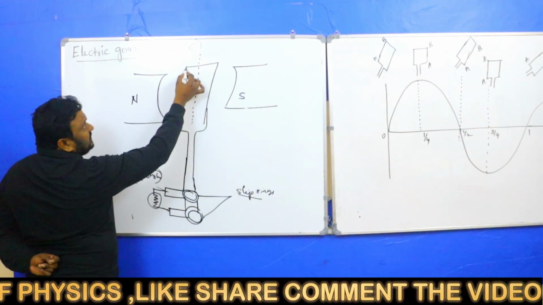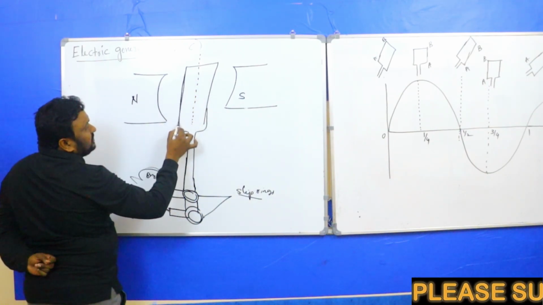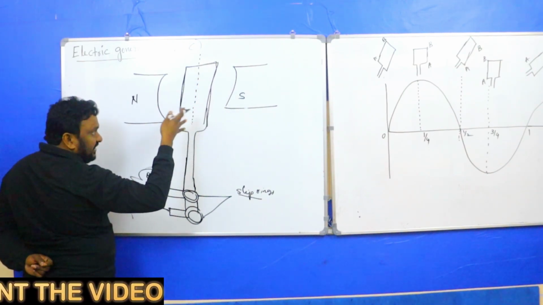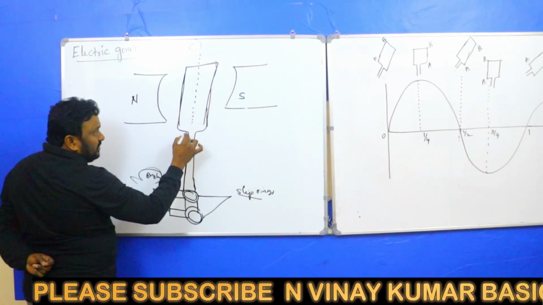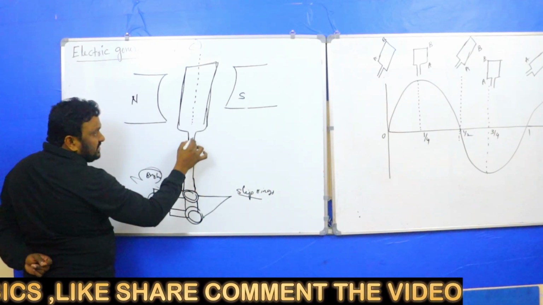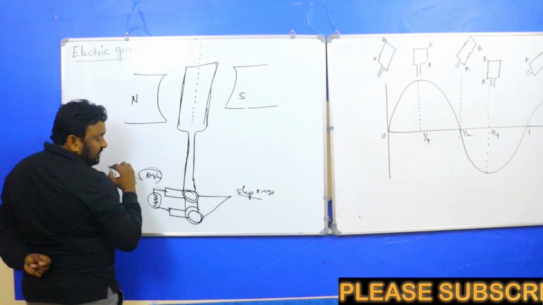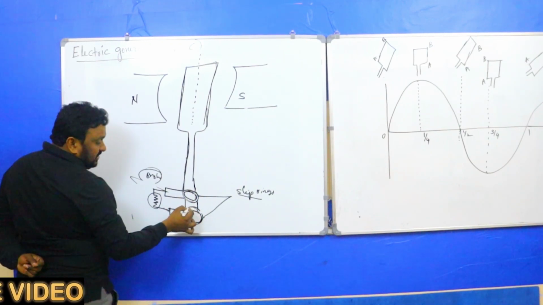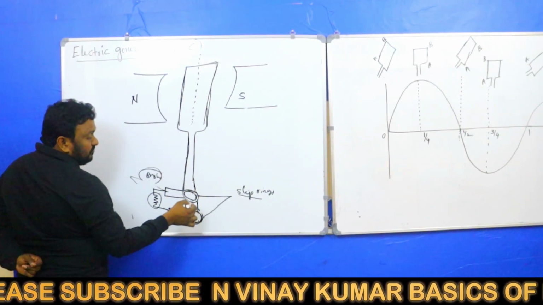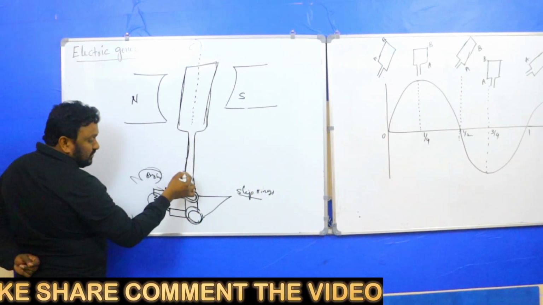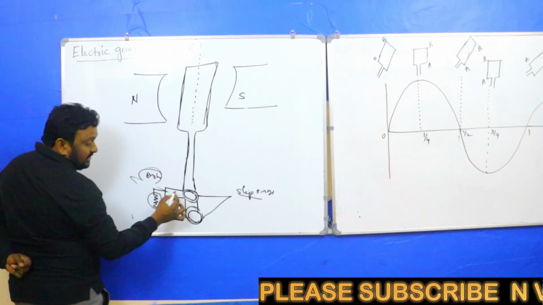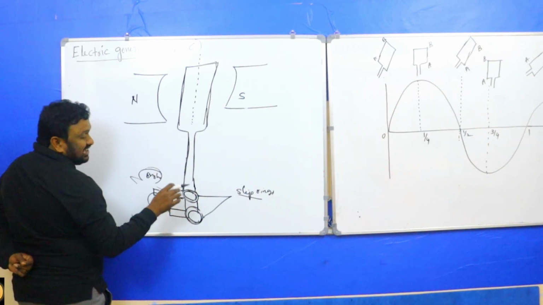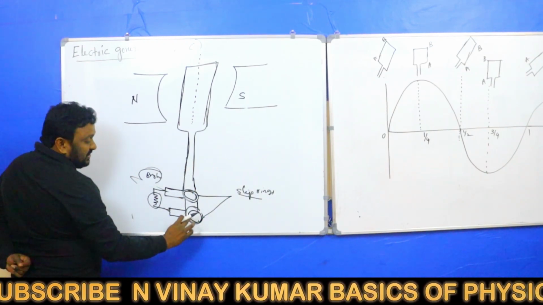Clear? And after that, this rectangular coil is going to rotate. When it is rotating, obviously there is a change in flux, and the slip rings take the two ends of the wire, and the current generated is coming to the slip rings, and from there to the brushes. These two brushes press the slip rings.